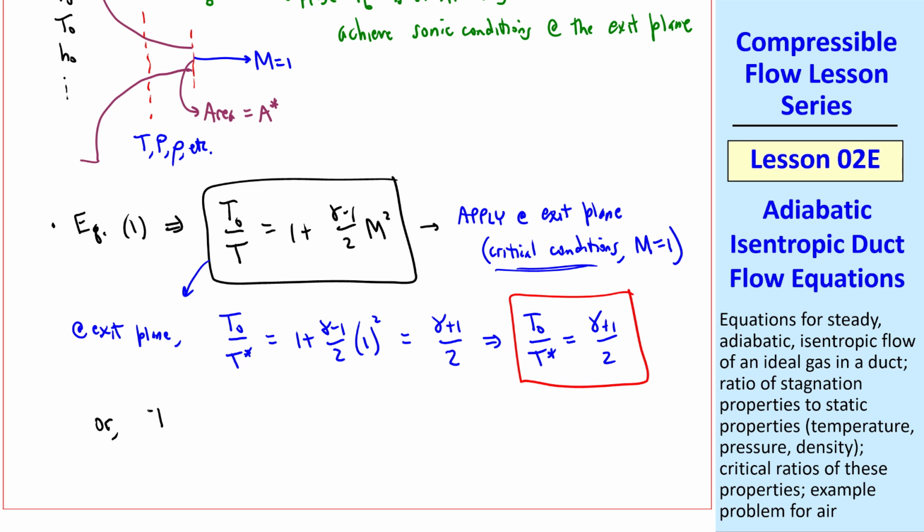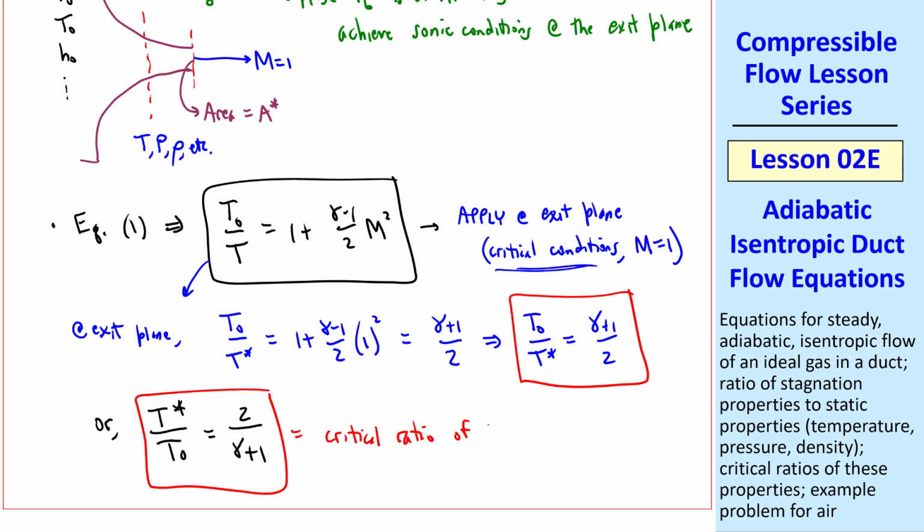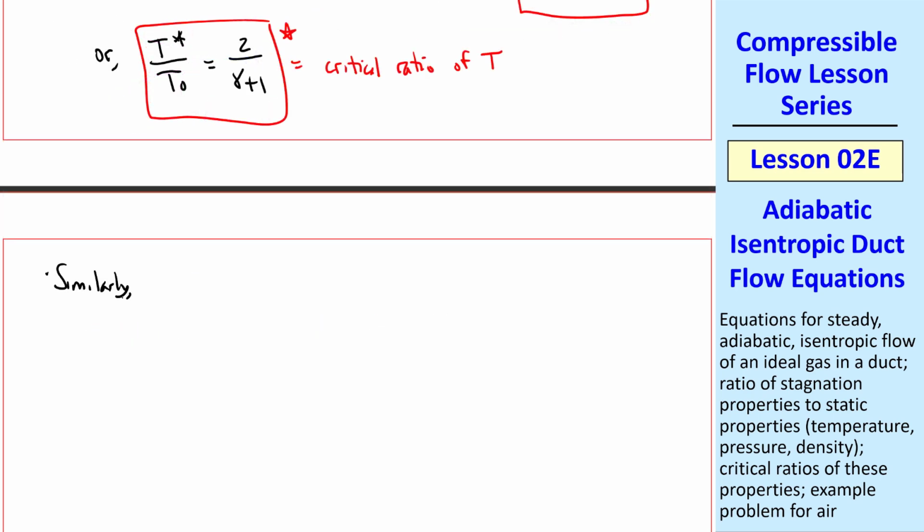Or most people like to write this as the reciprocal. T star over T naught is 2 over gamma plus 1. This is called the critical ratio of temperature, the ratio of critical temperature to T naught. Similarly, for pressure, the critical ratio is 2 over gamma plus 1 to the gamma over gamma minus 1 exponent, which you can see as T star over T naught raised to this exponent.